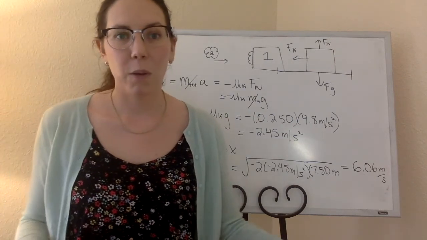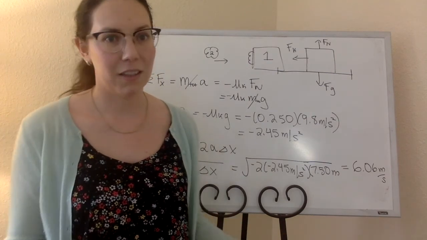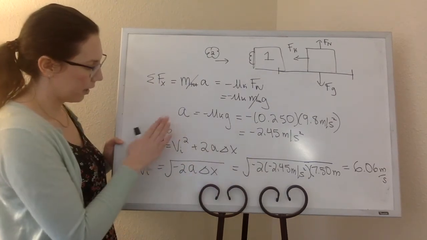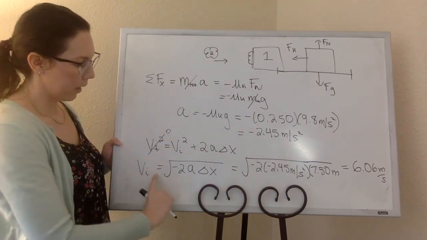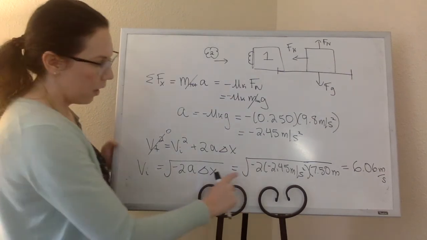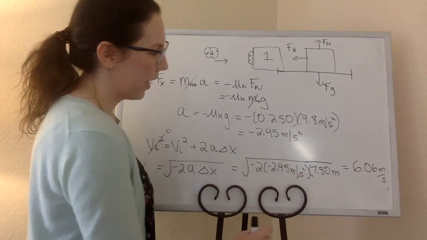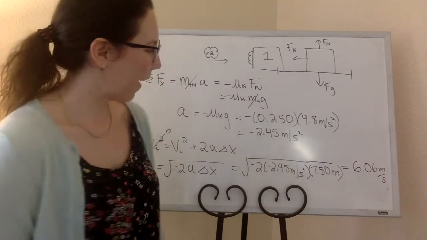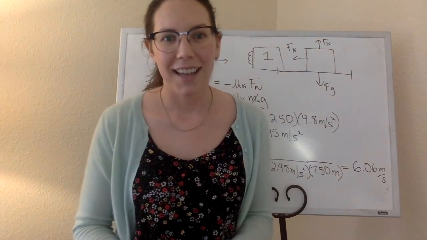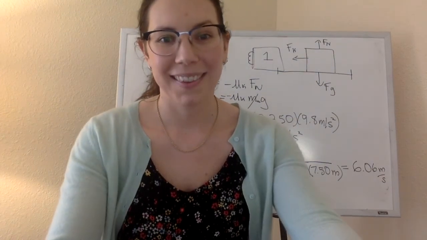Then with that, we can use 1D kinematics just to track that back and find the initial velocity after the collision. So vf squared equals vi squared plus 2a delta x. It's going to come to a stop. So solving for vi, we get the root of negative 2a delta x, or the root of negative 2 times negative 2.45 meters per second squared, times 7.5 meters, equals 6.06 meters per second. And with that, we can now set up conservation of momentum.